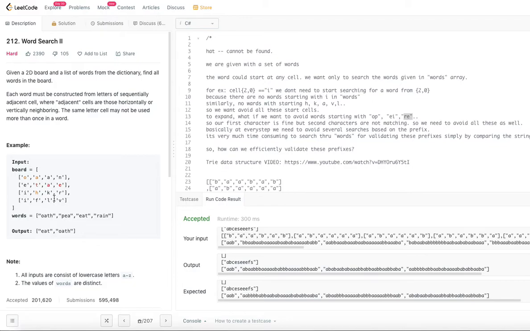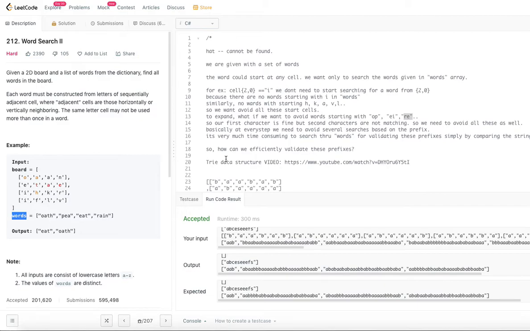But how can we make sure these valid prefixes are available in the given set of words? If you start straight away comparing the strings and checking whether these prefixes are there in the words, that will be time consuming with simple string searching. For that purpose, we could employ a data structure called a trie data structure. I have extensively made another video for the trie data structure, and you can get the link from the description.